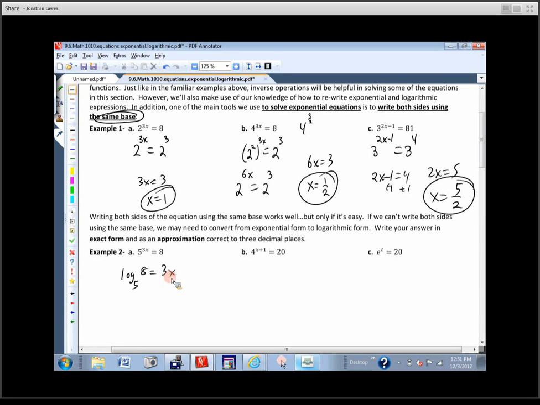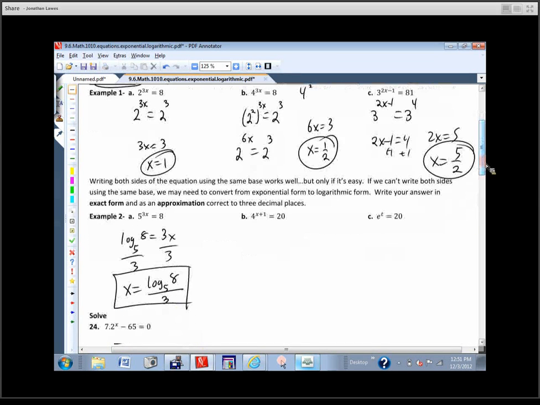Now you'll notice that this is just a number, and I've got 3 times x. So if I had 14 equals 3x, how would I solve that? Divide by 3. So let's do the same thing here. We're going to divide this side by 3 and this side by 3. So I get x equals log base 5 of 8 over 3. Okay, so this right here would be the answer. Now, that's the exact answer, right? We want to be able to come up with a decimal approximation.